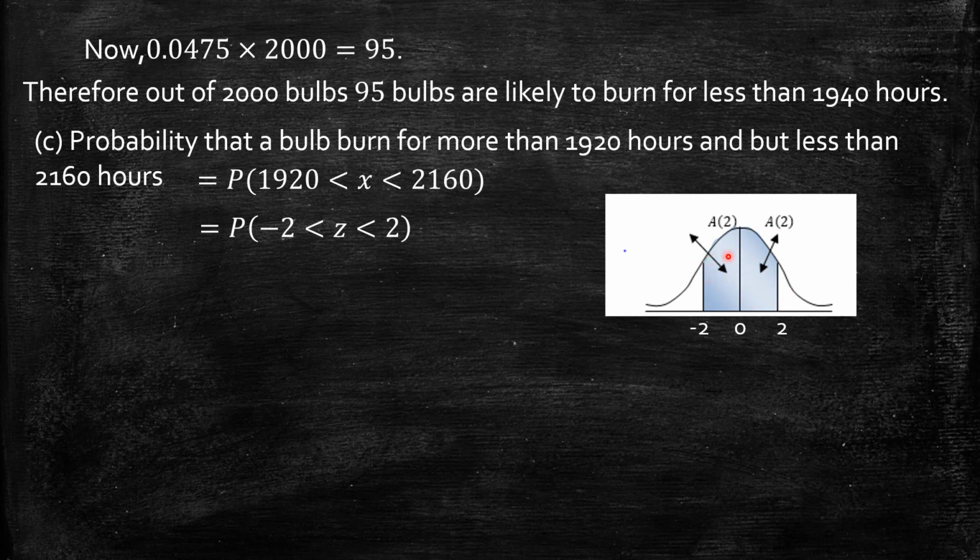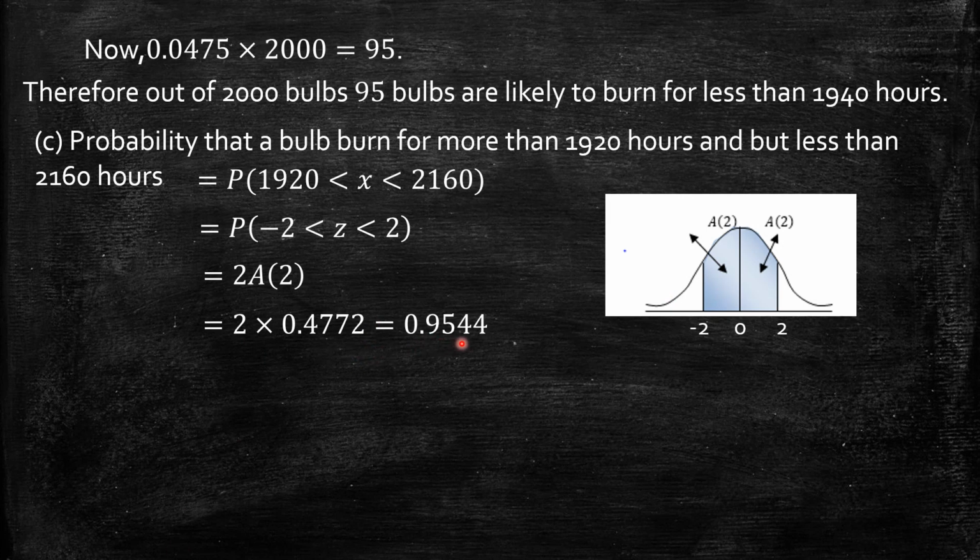which I can get by using the standard normal table, that is A of 2 means 0 to 2, and minus 2 to 0 is A of minus 2, but by symmetry A of minus 2 is A of 2, so I have 2 times A of 2. So we can get that A of 2 is 0.4772, and by multiplying by 2 we get 0.9544.